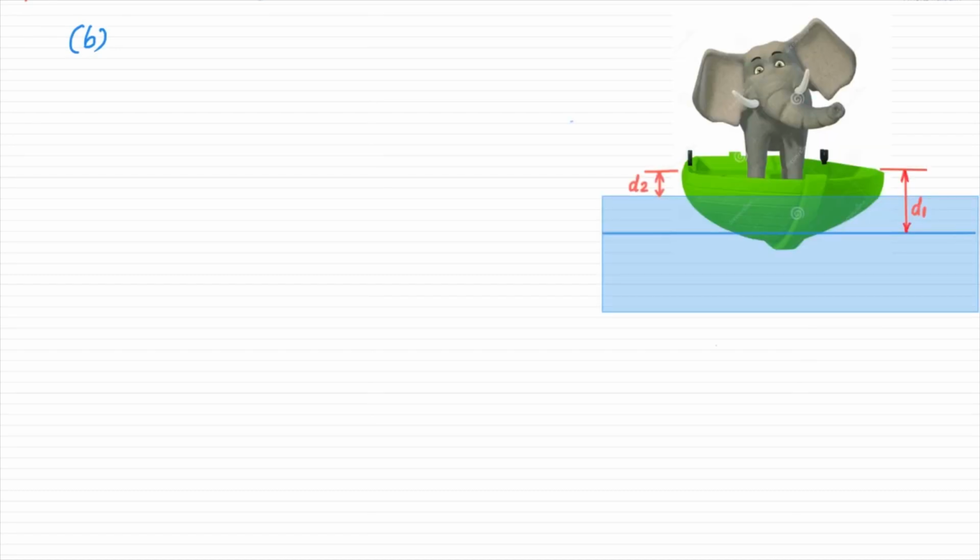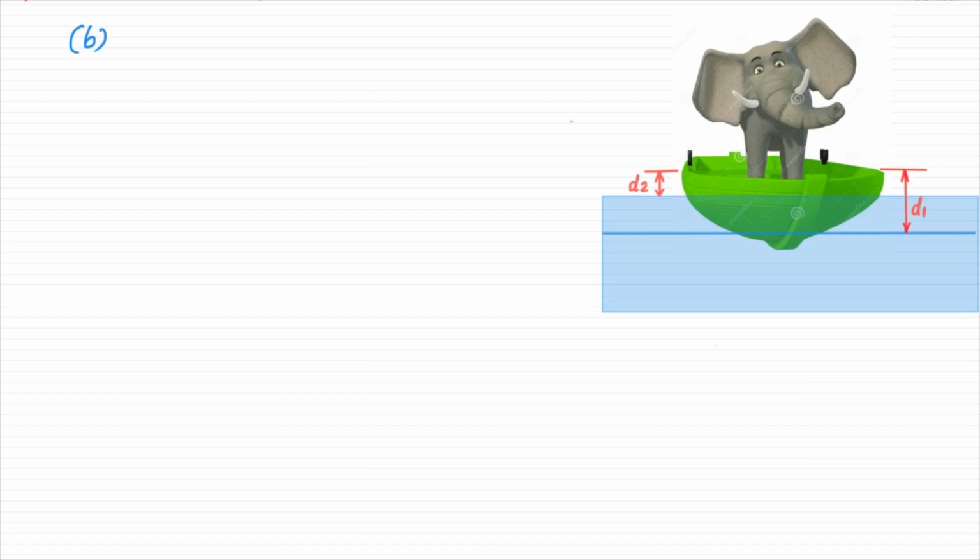For that, see this figure. Here one elephant is shown on a boat. Suppose initially the boat was empty, and so the boat will be lifted upside. Suppose the boat was at a height d1 from the water level. Means, I repeat, you have to assume that there is no elephant on this boat. So this is the water level, and this much boat is outside the water. So the height of the boat outside the water is d1.